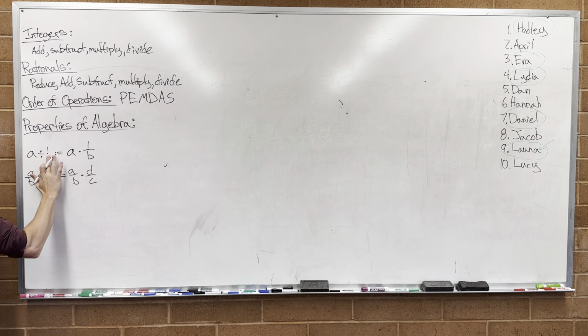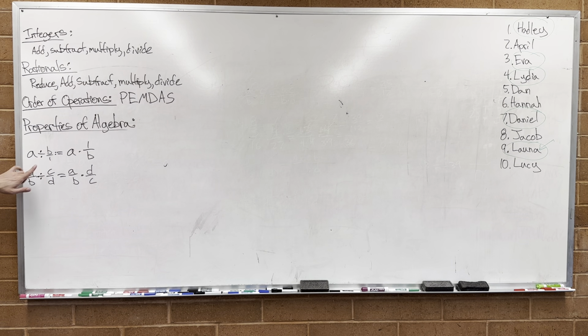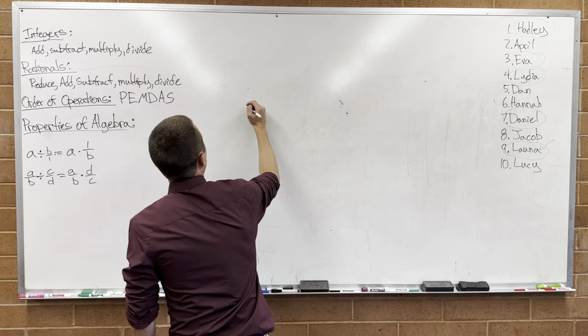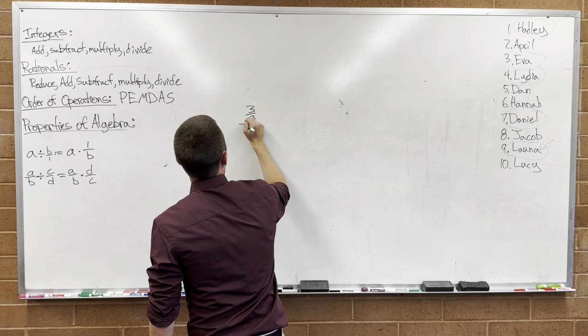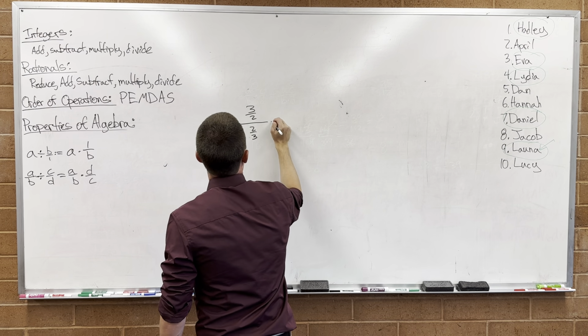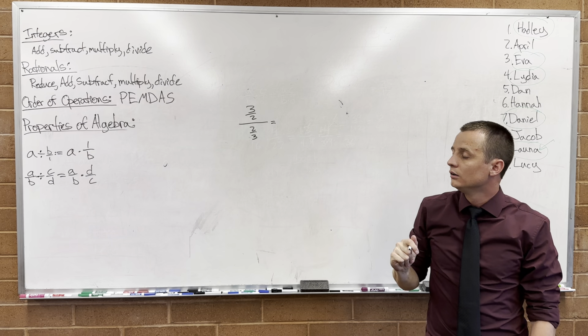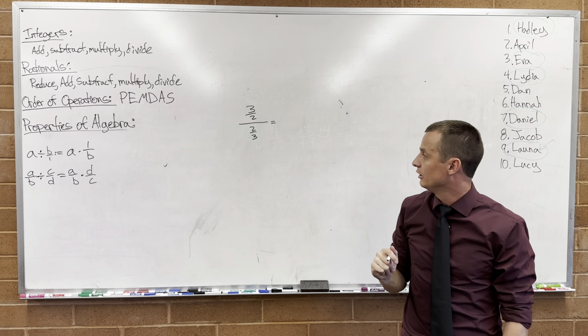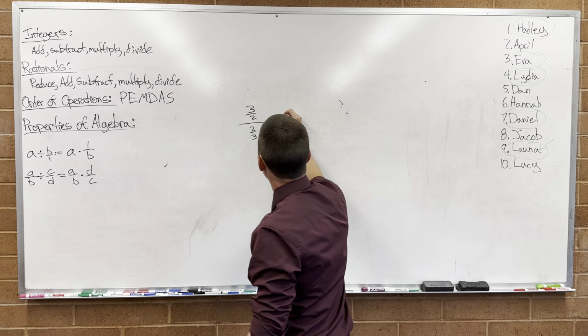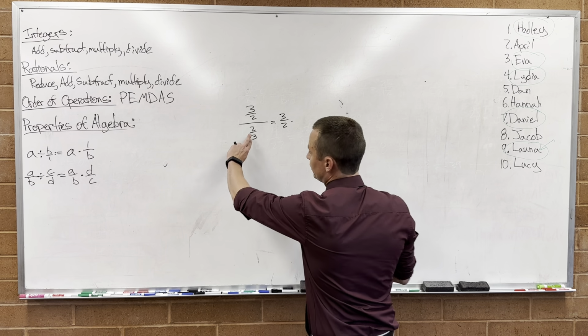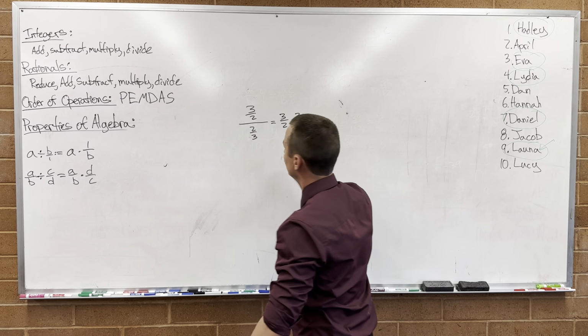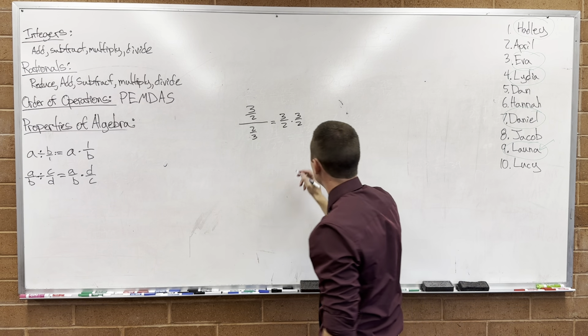You can think about this as divided by b over 1 here. A divided by b over 1, flip it. That's what we mean by multiply. A divided by c over d, flip it, and multiply. So, if I have 3 halves divided by 2 thirds, what is that equal to? You're tempted to say 1, because you see those common numbers. But it's 3 halves times a reciprocal. So it's 9 fourths.